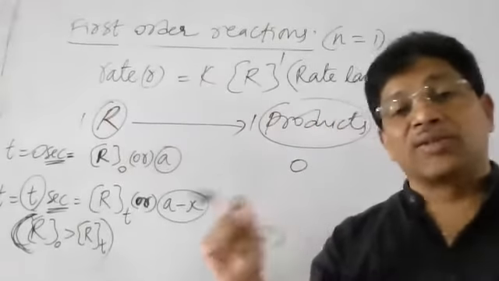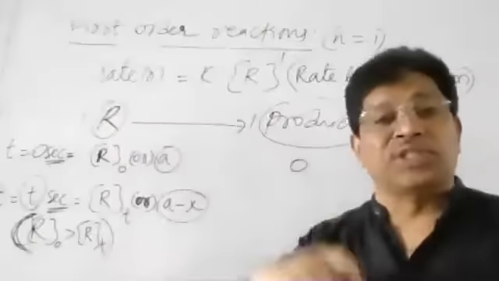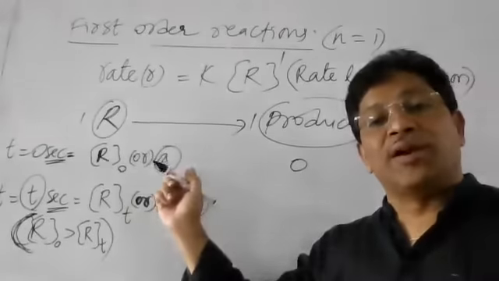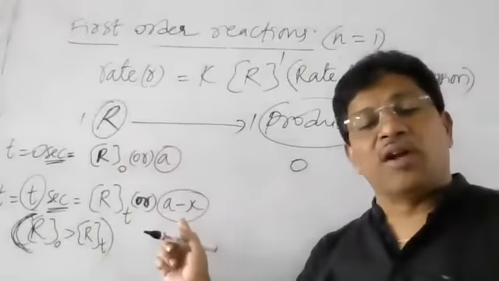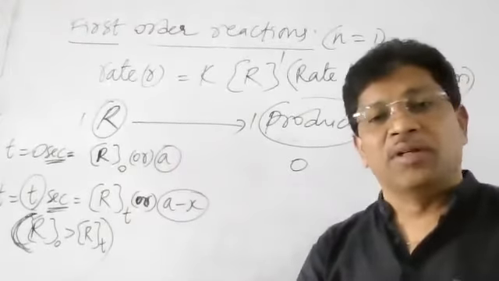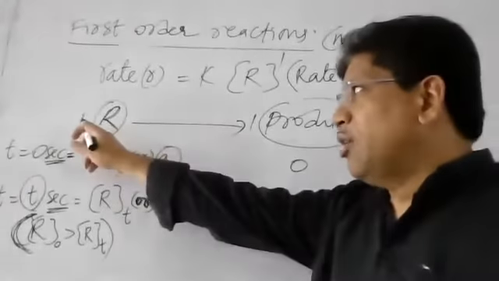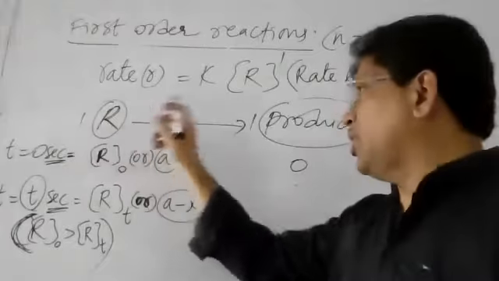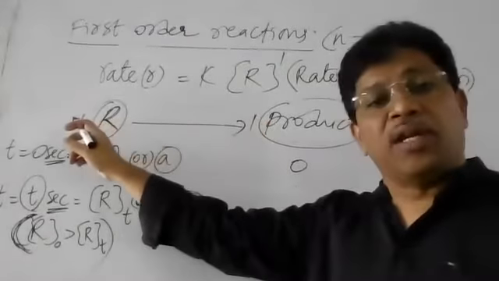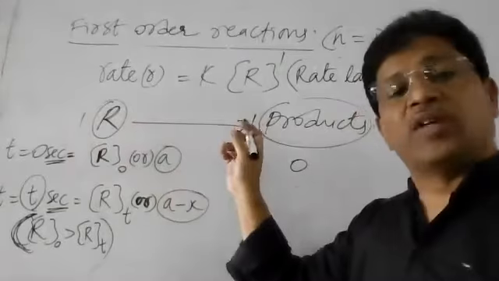X quantity of reactant decomposed out of A taken. So from A, the initial concentration of reactant, X quantity of reactant is consumed, disappeared. Is that clear? Now again, from the balanced equation, 1 mole of reactant is giving 1 mole of product completely. When 1 mole of reactant has completely disappeared, we are getting 1 mole of product.